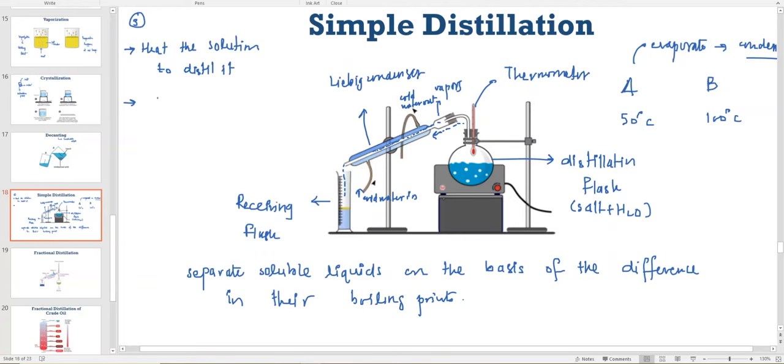Second mark: both the components, which in this case are salt and water, have different boiling points. Salt can be NaCl mostly.